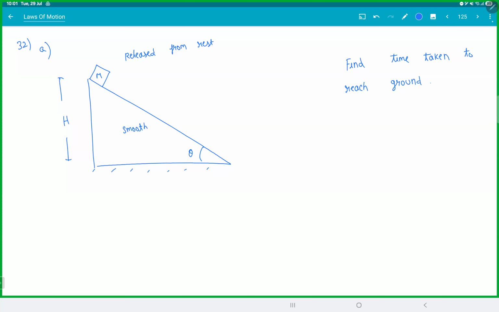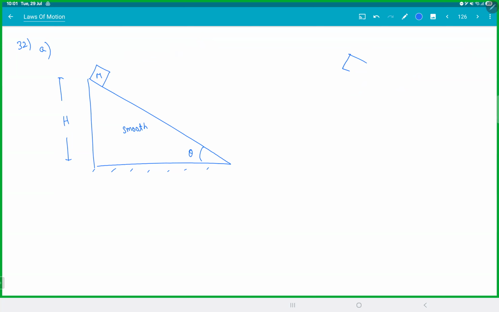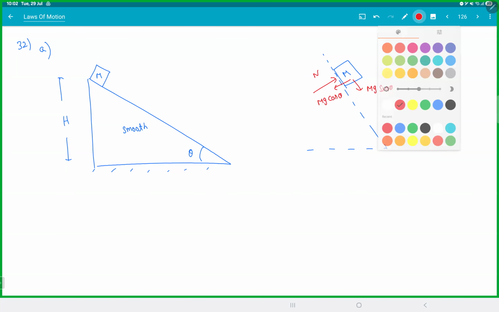Story is still the same. Step 1, choose your system. Here, the block is my system. Write the forces. We have done this in projectile on inclined motion. What are the forces? Normal reaction, this will be mg ka component, mg sine theta, and this will be mg cos theta. That's it. There are only 3 forces.